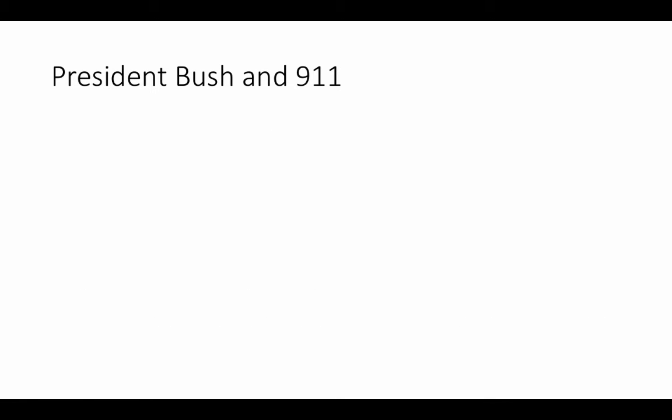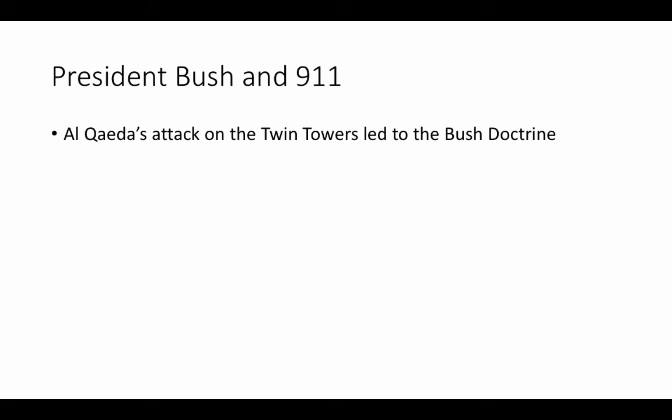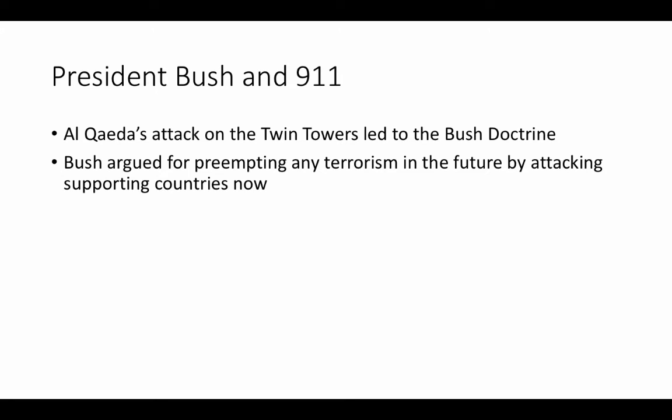President Bush, 9/11. So on September 11, 2001, Al-Qaeda attacked the Twin Towers, and when it did so, it led to the President George Bush doctrine. So what was this doctrine? Bush argued for something called preempting terrorist attacks. In other words, what he said was that we cannot wait for terrorism to attack us in order for us to defend ourselves. Rather, we needed to get on them first.